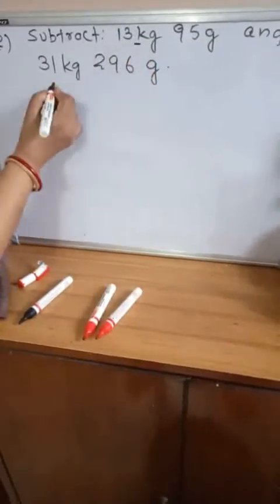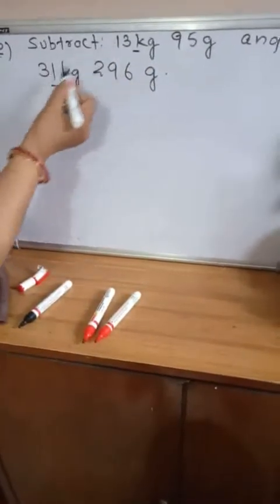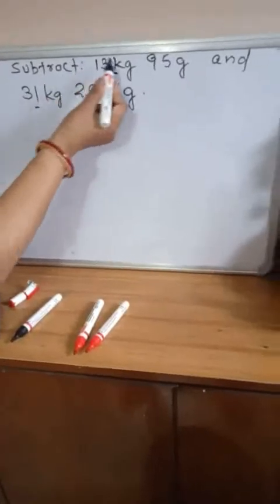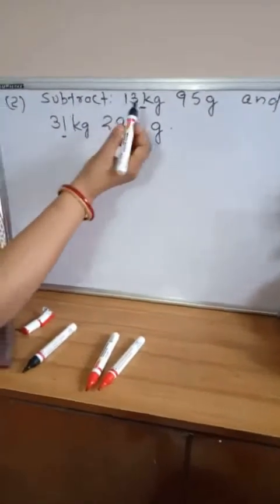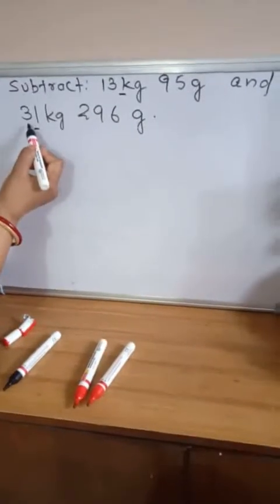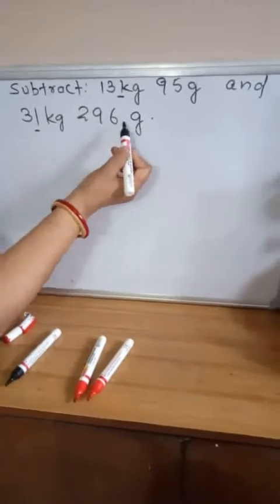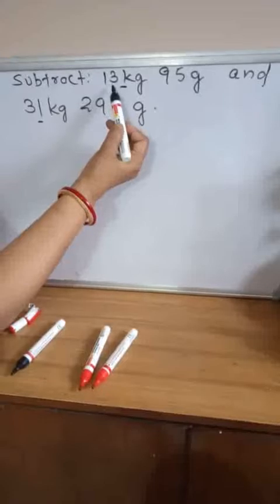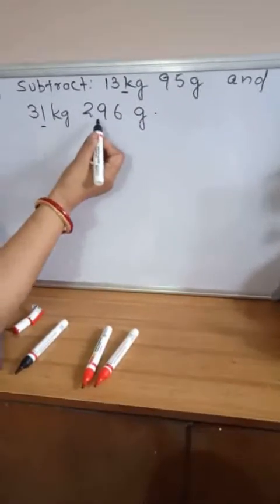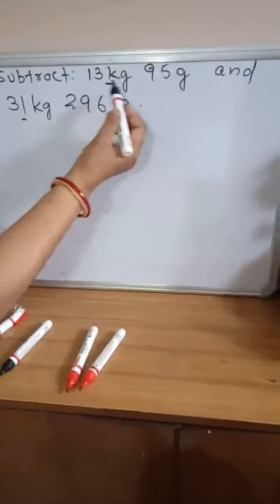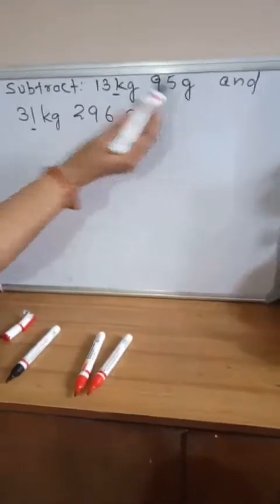This is kilogram and this is kilogram. So we will compare with the greater unit. This 31 kilogram is more than 13 kilogram. So 31 kilogram 296 gram is more than 13 kilogram and 95 gram.